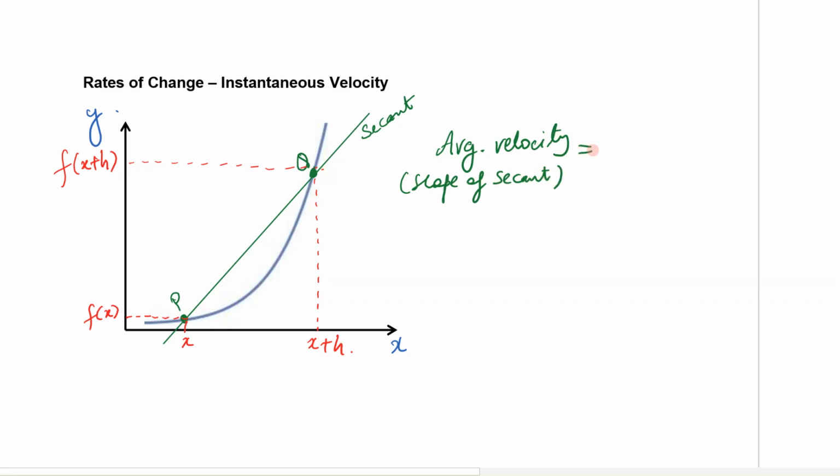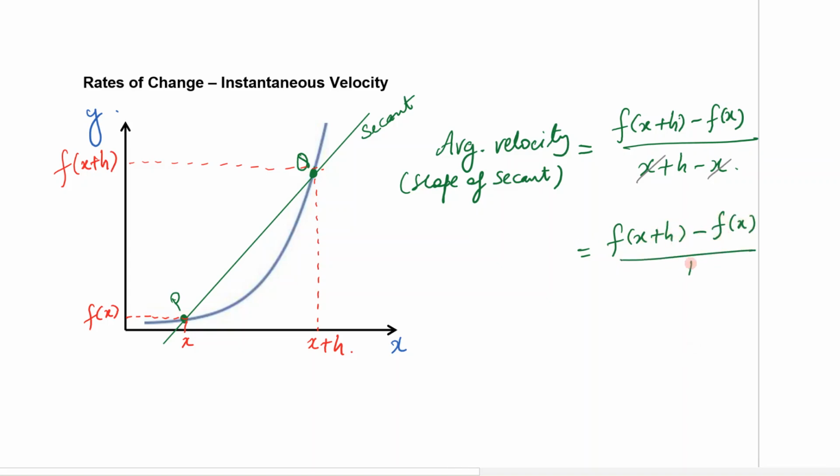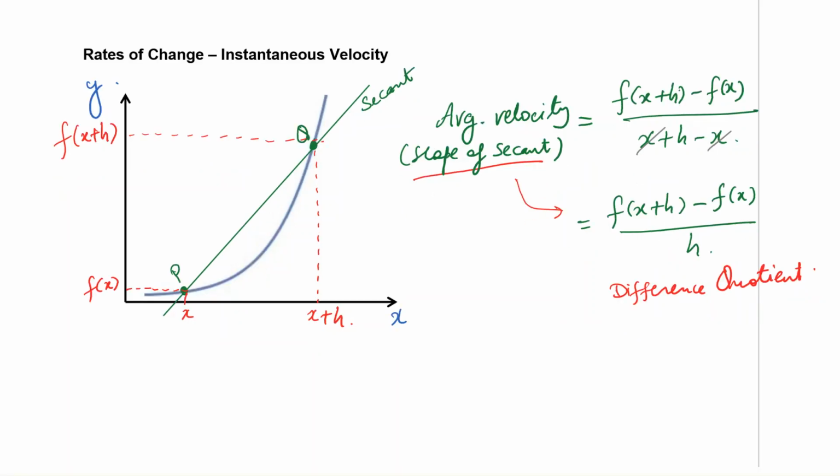That would be change in y over change in x. We see that x and x cancel here, and we are left with f(x plus h) minus f(x) over h. This expression is called the difference quotient, and it is our slope of secant. This difference is h.